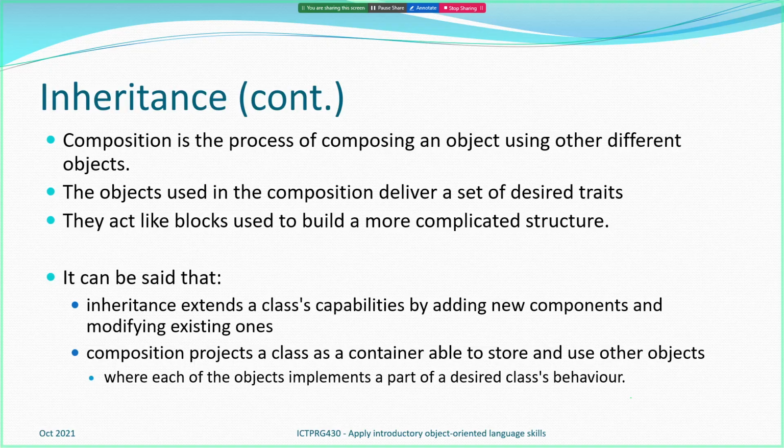Next, the composition of how you structure your classes is pretty important as well. So when we compile objects, we can give ourselves a composition of desired traits. So think of it as building blocks to create a structure that will deliver the results that we're after.